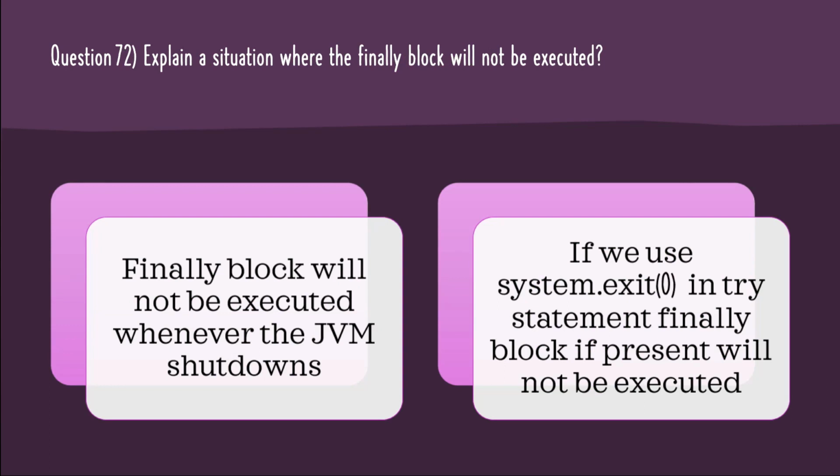Question 72. Explain a situation where the finally block will not be executed. Finally block will not be executed whenever the JVM shuts down. If we use System.exit(0) in the try statement, the finally block, if present, will not be executed.